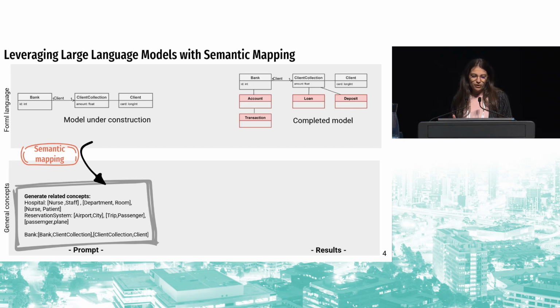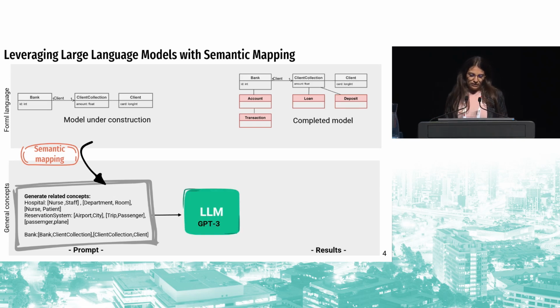First we work on the prompt. We provide a description, like here we want to generate related concepts. We provide two labeled examples, for example, hospital system and reservation system. The idea here is that whenever we have two related concepts, we present them as a couple for the LLM.